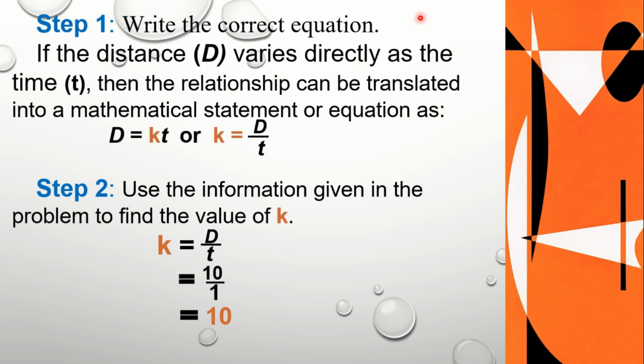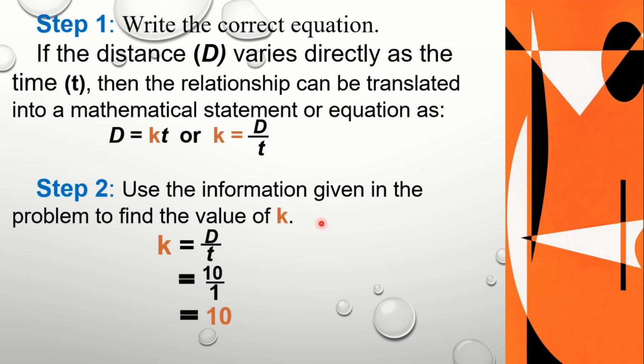Let's apply now the following steps. Step 1, we are going to write the equation. Since the distance d varies directly as the time t, then the relationship can be translated into a mathematical statement or equation as d is equal to k times t, or k is equal to d over t.